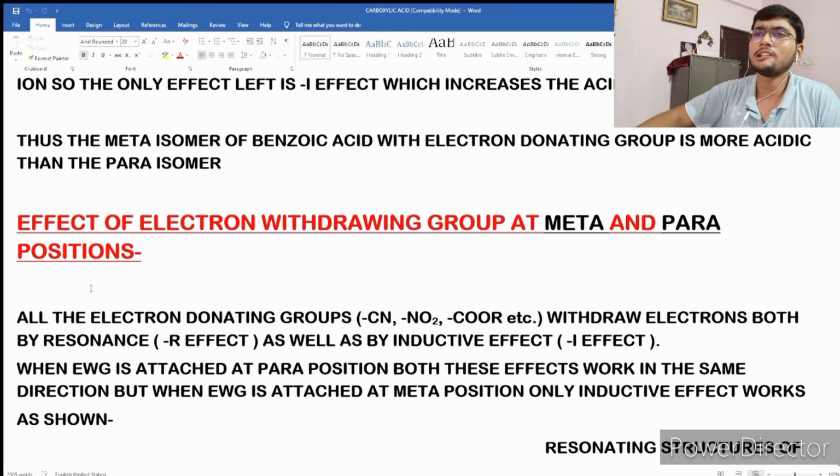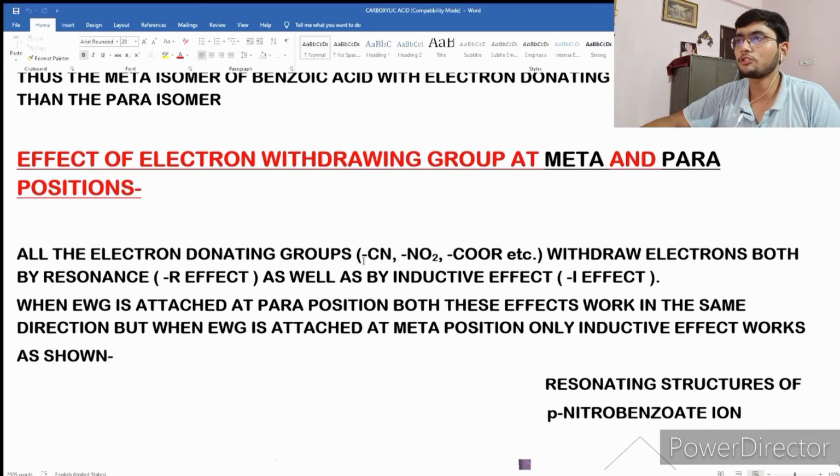So let me read it: all the electron withdrawing groups such as cyanide, nitro, ester, etc. withdraw electrons both by resonance, the minus R effect, as well as by the inductive effect. When the electron withdrawing group is attached at the para position, both these effects work in the same direction, but when it is attached at the meta position, only the inductive effect works, as shown.